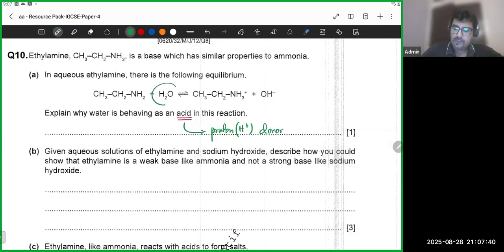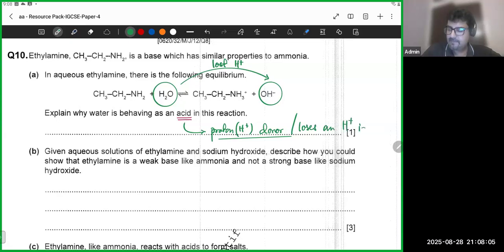So is water doing that in the reaction? Okay, on the other side, the water does not have the H plus one. So that means, while this happened, the water lost a proton, right? It lost an H plus one. So the answer is that it's acting as a proton donor. It loses an H plus one ion. Is this clear?